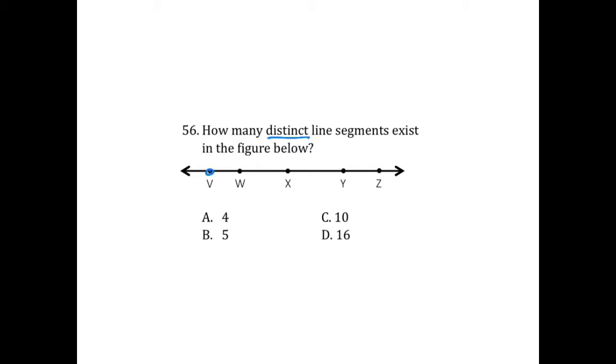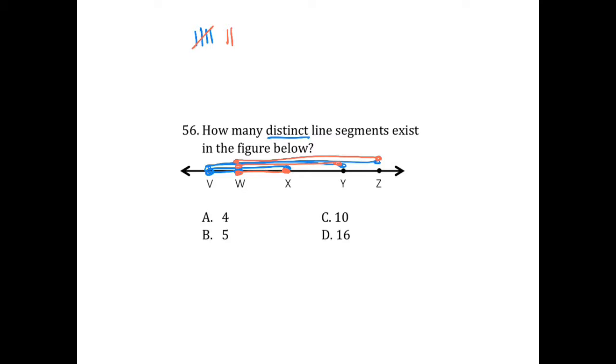Let's start by all the segments that start at V. Well, there's VW, that's one. There's VX, that's two. There's VY and VZ, that's 3 and 4. Cool. So we named all the segments that start with V. Let's name all the segments that start with W. Well, there's WX, there's WY, that's 2 of them. And there's WZ, that's 3. So far I'm up to 7 segments total.